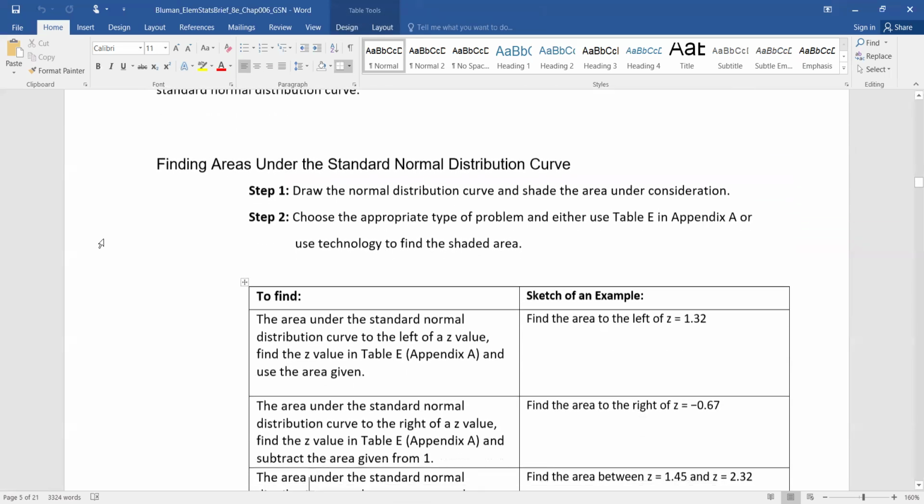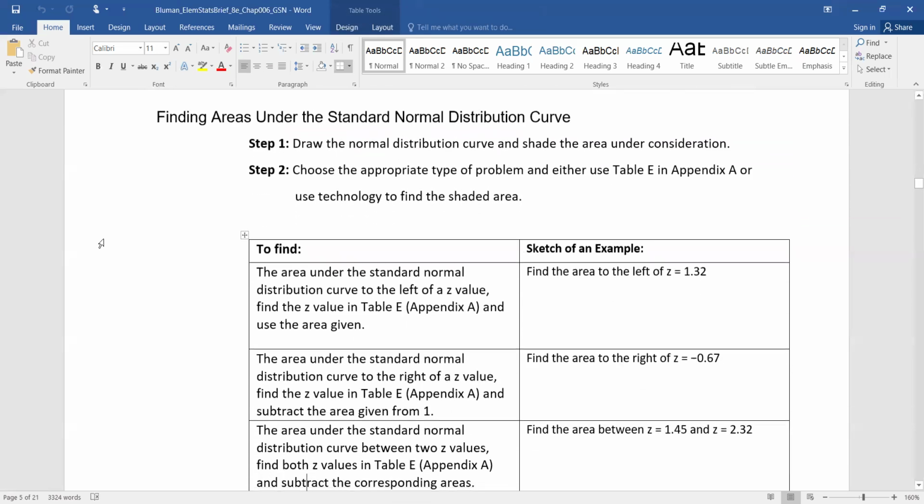So let's talk about how to find area under the standard normal distribution curve. So step one, you want to draw the normal distribution curve and shade the area under consideration. So maybe you want to know what is -1 standard deviations or less. Step two, choose the appropriate type of problem and either use Table E in Appendix A or use your technology to find it. We're going to be using Appendix A. That's what I'll hyper focus on.